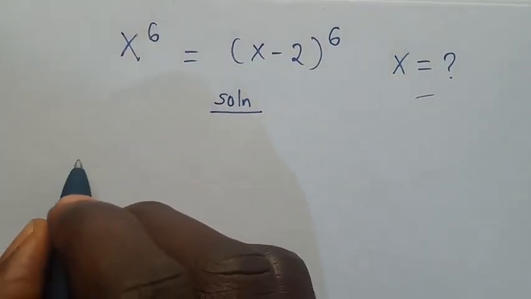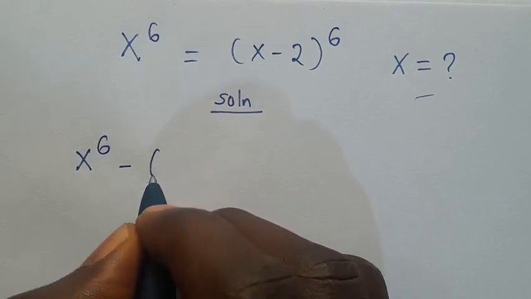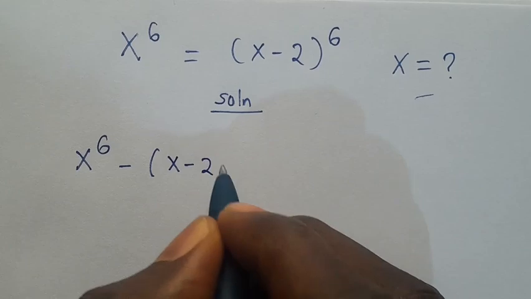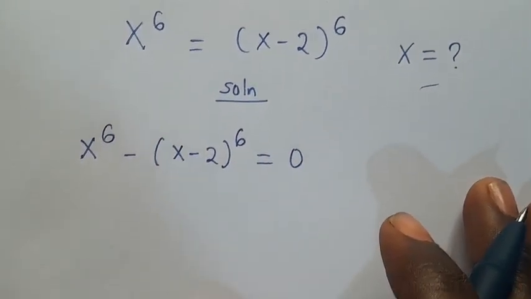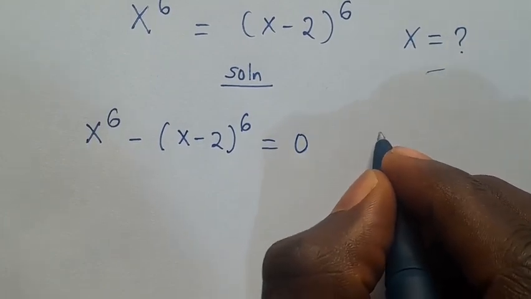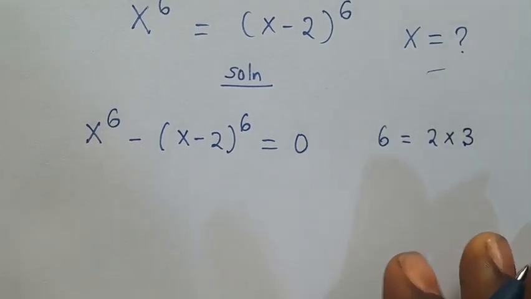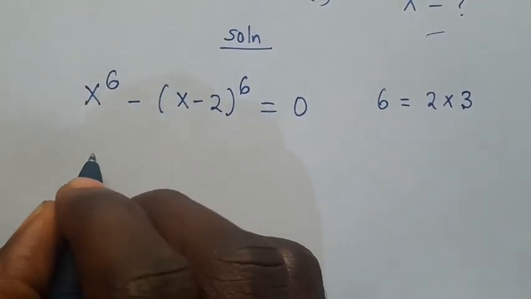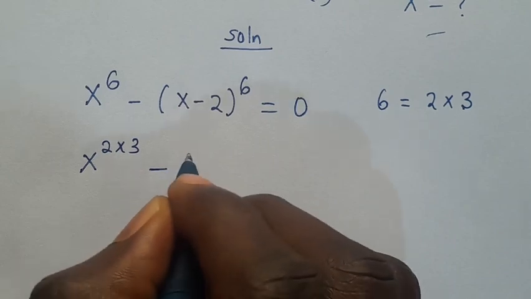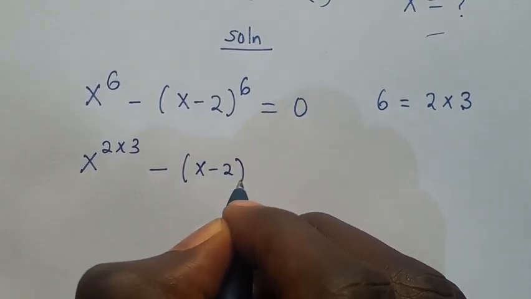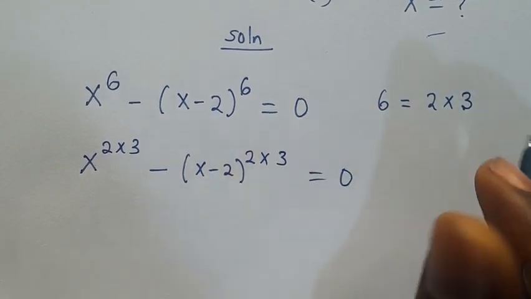Then from here we have x to the power of 6. Let's take this to the side. We have minus (x minus 2) to the power of 6. Then let's set everything equal to 0. But we can have 6 equal to 2 times 3. So from here we can have x to the power of 2 times 3 minus (x minus 2) to the power of 2 times 3. Then we have everything equal to 0.